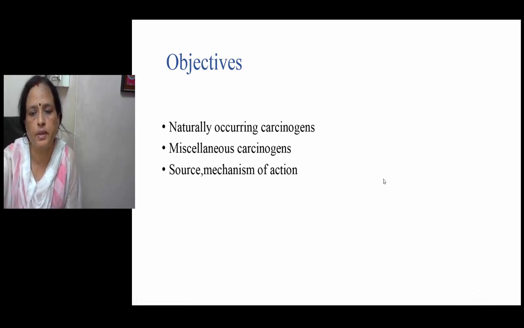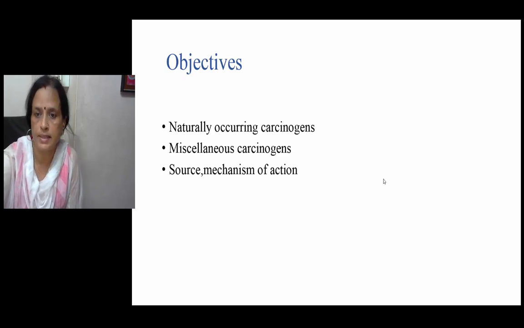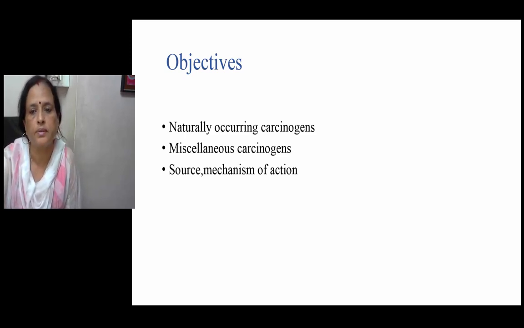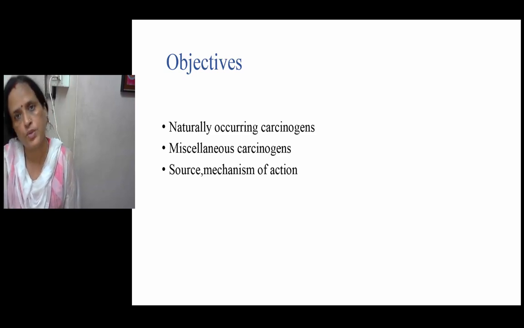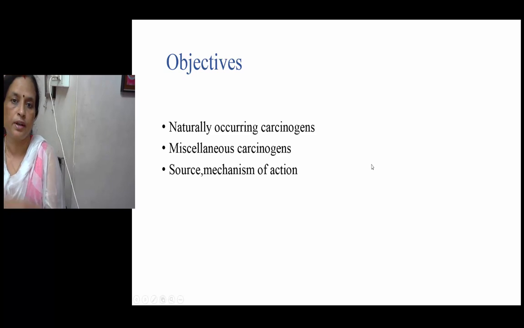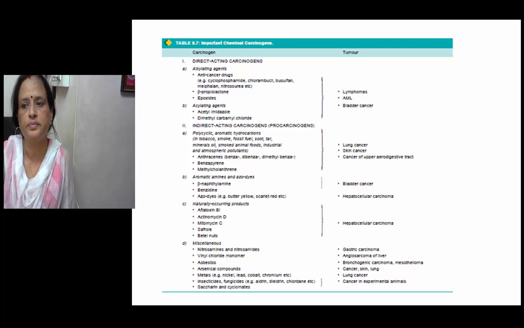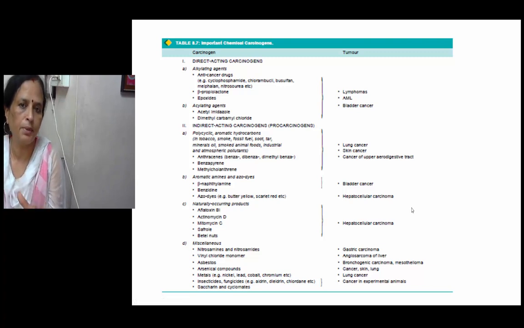Objectives of this session: it's a repetition class, right? So I'm dealing with naturally occurring carcinogens and miscellaneous carcinogens, with aspects about the source and mechanism of their action, with a review of the previous class. You all remember this classification? Here it may not be visible properly, but your textbooks have this classification. It's an important main question for you in the examination. So you should know how to classify chemical carcinogens.